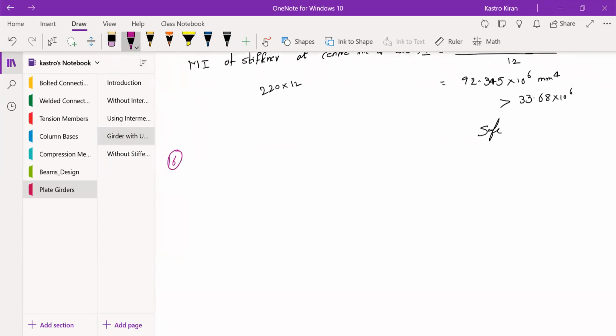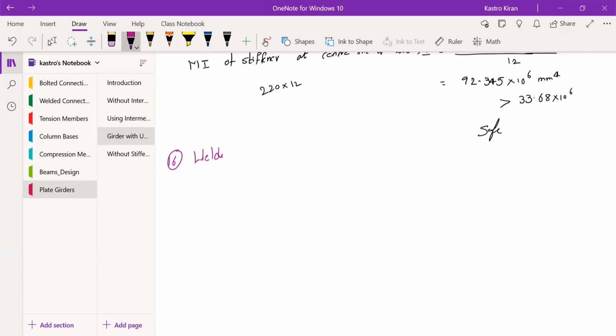The next step: you have done all the checks for the stiffeners, that is the load bearing stiffener and the end bearing stiffener, and you have designed the dimensions of the web and flanges. Now you have to connect all these elements, which you have individually. Since you're designing a plate girder, you will use welded connections. So let's connect web and flange initially.